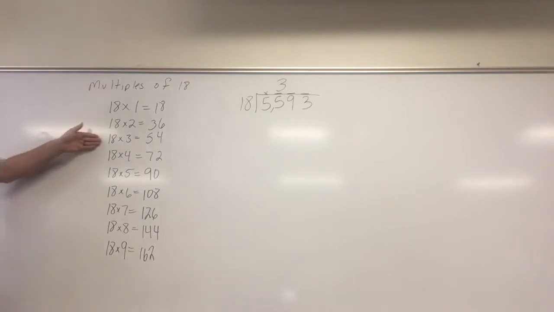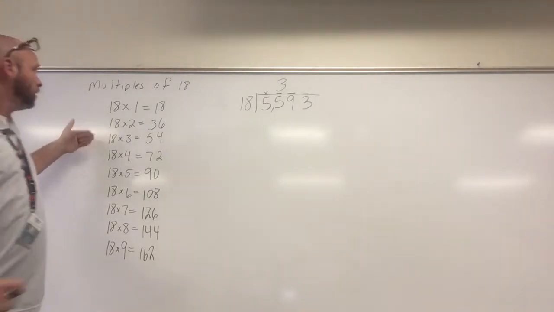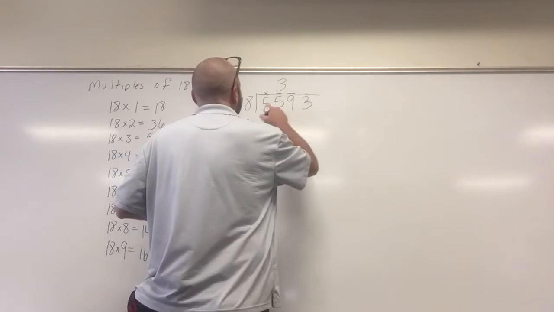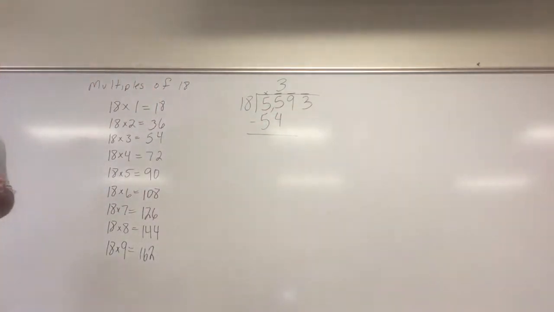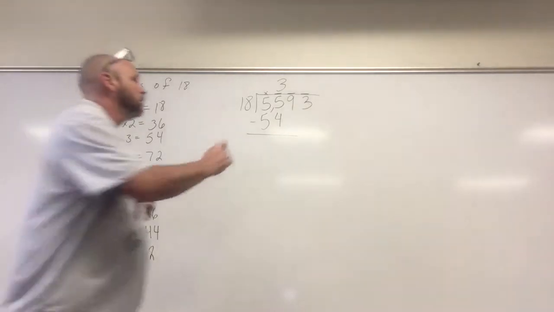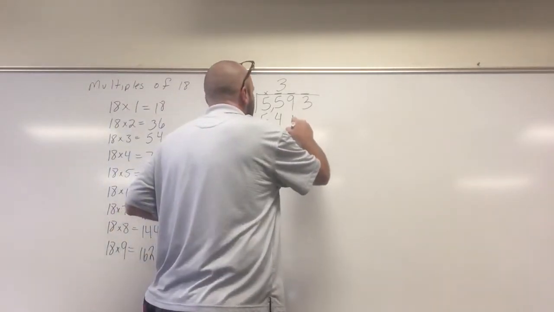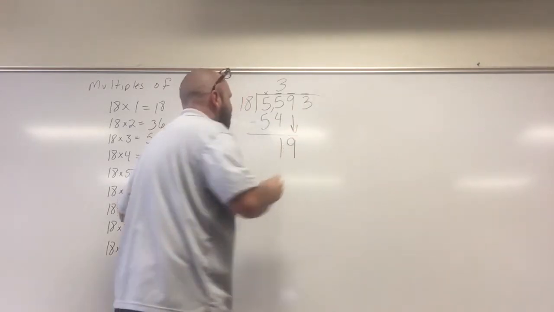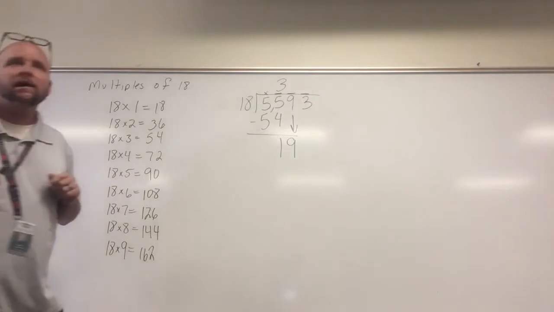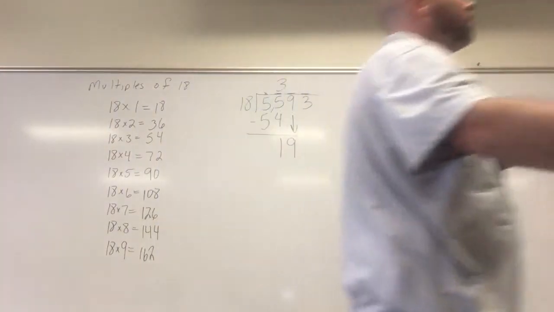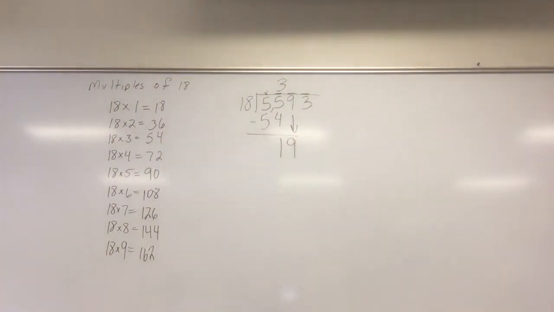I don't have to do my math because I've already done the hard part. 18 times 3 is 54. Subtract. You can all subtract. 55 subtract 54 and get 1. Now I bring down my 9. And I have to ask myself, Clara, I'm asking myself, does 18 go into 19?